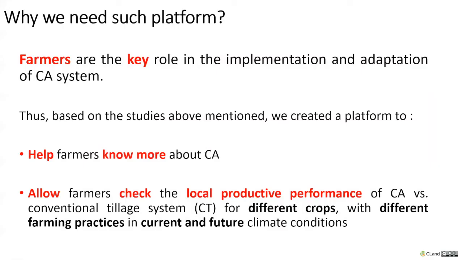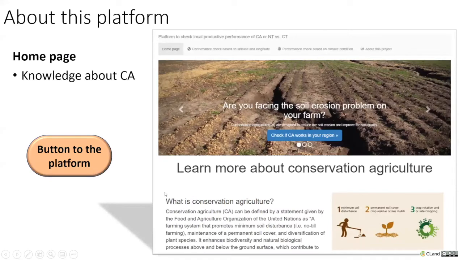So why do we need such a platform? Because farmers are very important in the implementation and adaptation of the CA system. So with this platform, they can know more about CA, and they can also check the local productive performance of CA versus the conventional tillage system for different crops with different farming practices in different climate conditions. And the platform will look like this.